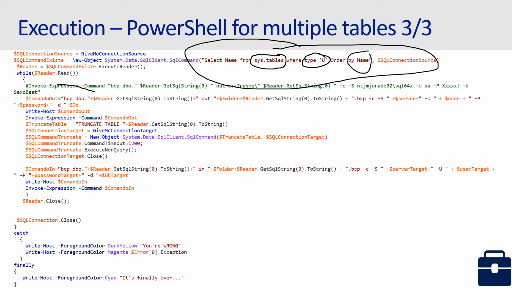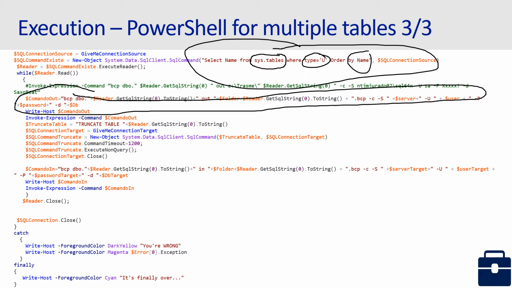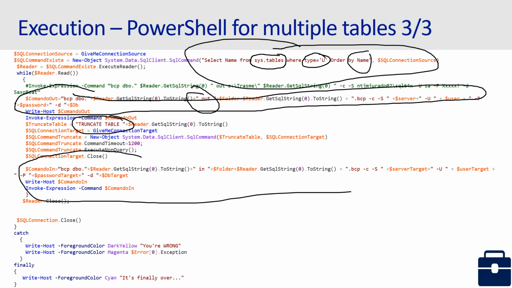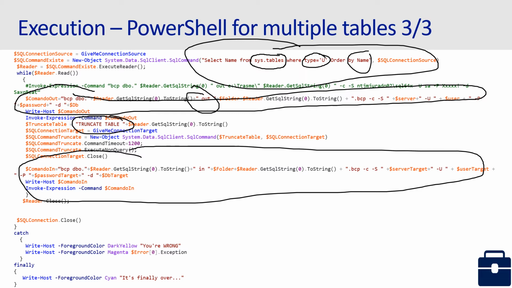In this process, we export the data using the out modifier. After that we connect to the target, run the truncate table, and run the process with the in modifier. You could skip the truncate if you want to keep the existing data, and you are just adding more data in the BCP process.